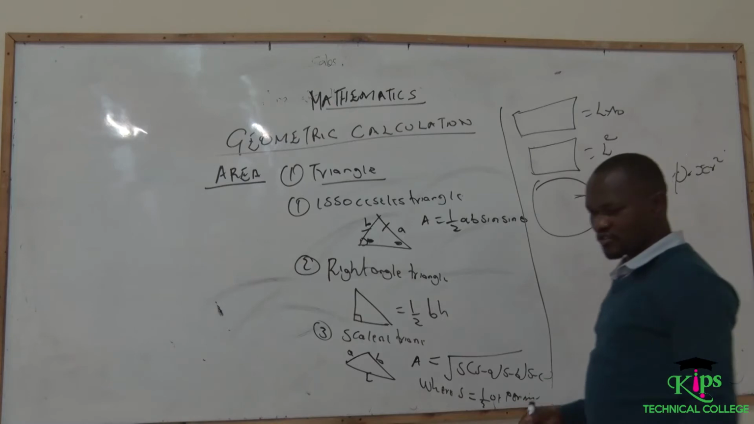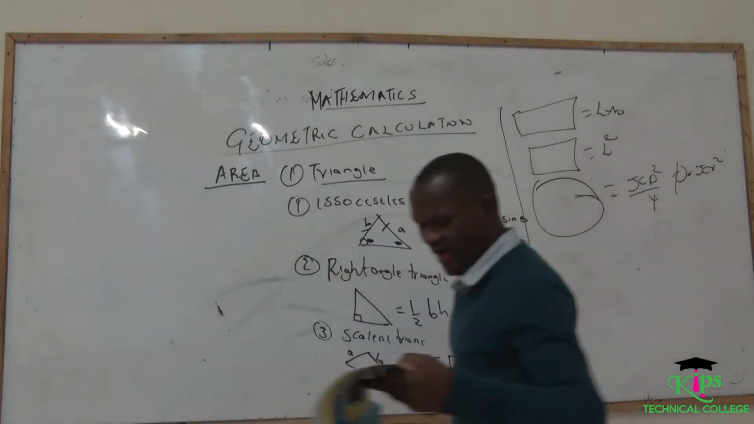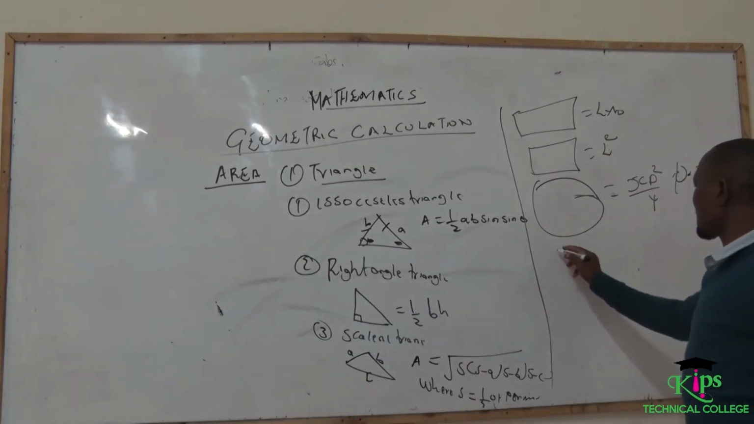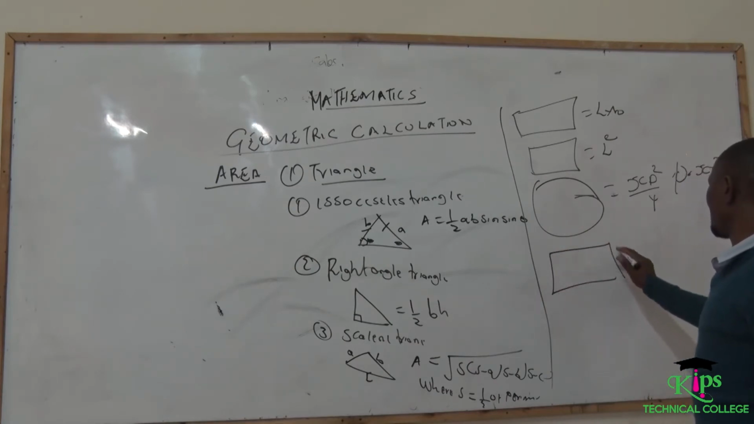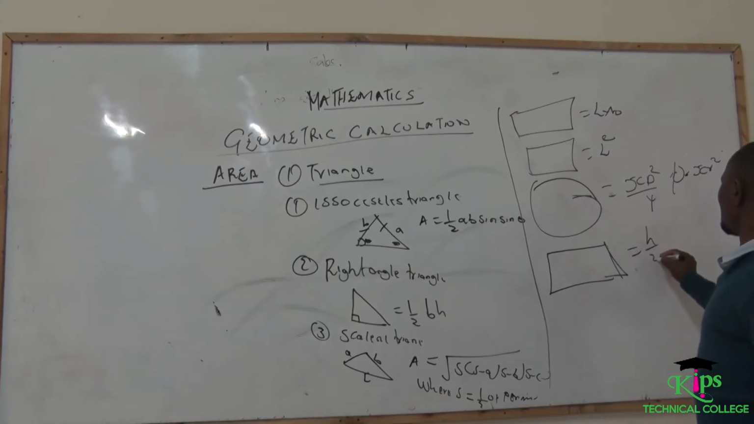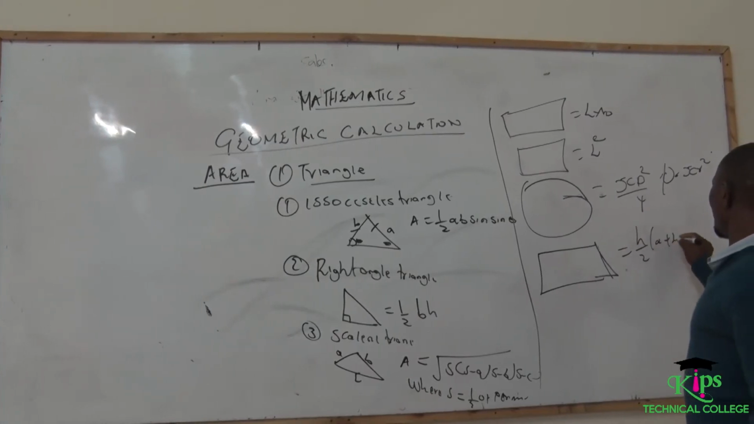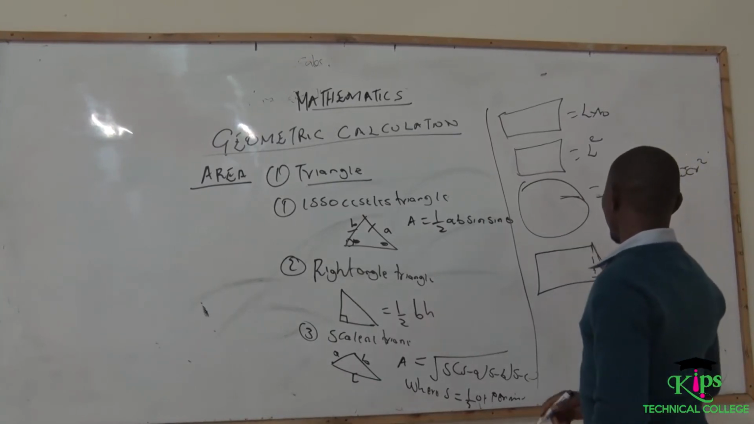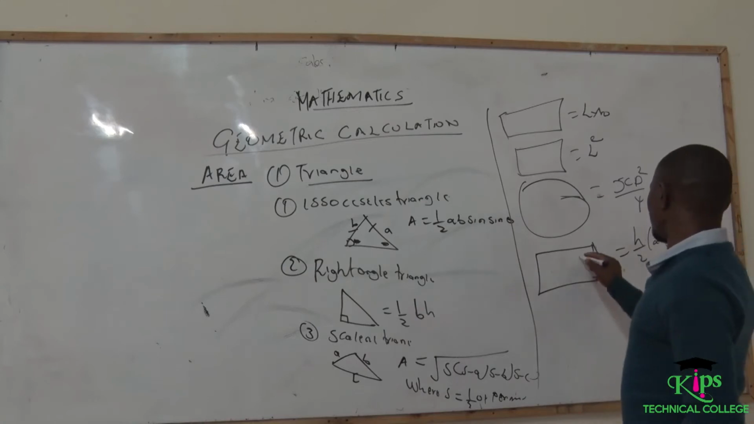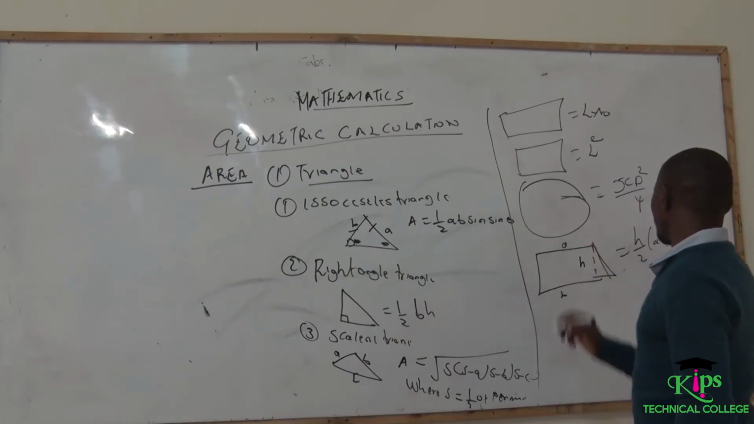Then we can talk about the area of a trapezium. We can have a trapezium. The area is given as height over 2 into A plus B, where this is the perpendicular height. So this is the height, this is the A, this is the B.